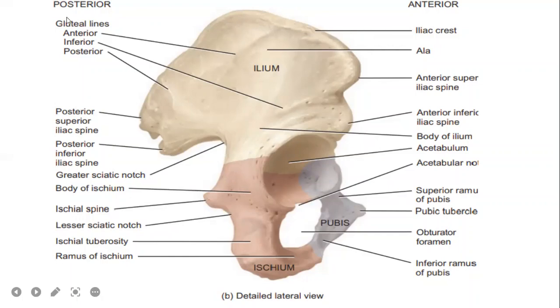We have the gluteal lines beginning from the anterior. We have the inferior right here, and we have the posterior gluteal line. And we also have the posterior superior iliac spine and the posterior inferior iliac spine. And this here is the greater sciatic notch.